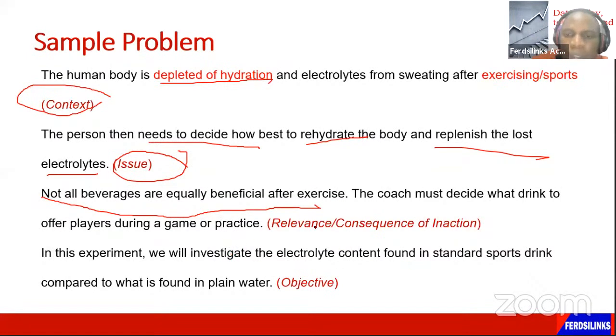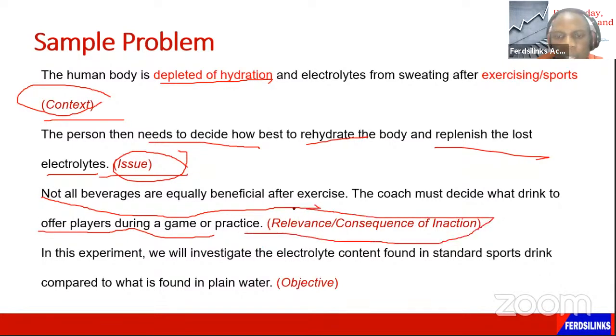Now, once you have established this, you are bringing in the relevance of the problem. The first is the context, the issue at stake, and why it is important for us to solve this problem. Once you establish why it is important for us to solve this problem, the next thing for you now is to establish your objective. The objective becomes what? The most important part that you want to verify.